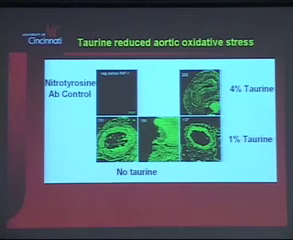And then finally, we looked at oxidative stress by staining for nitrotyrosine, and these are the controls. Animals that were given the Ang-2 infusion developed lots of immunostaining for nitrotyrosine, and this was blunted by 1% taurine and even more impressively by 4% taurine.